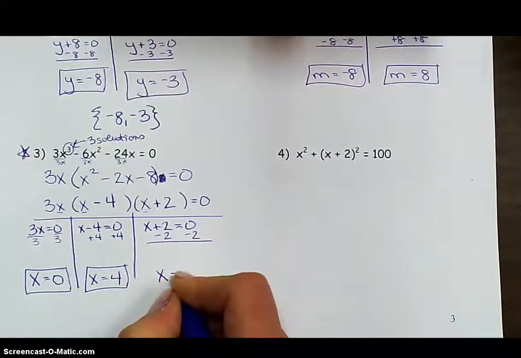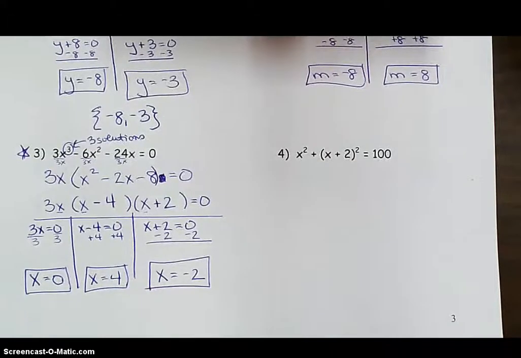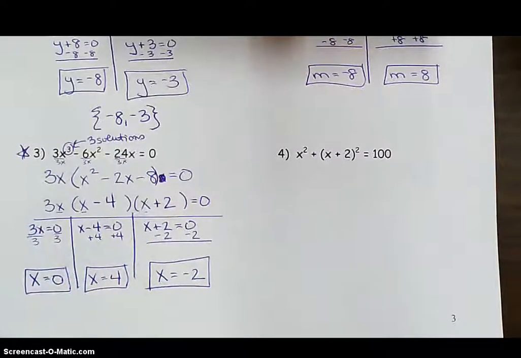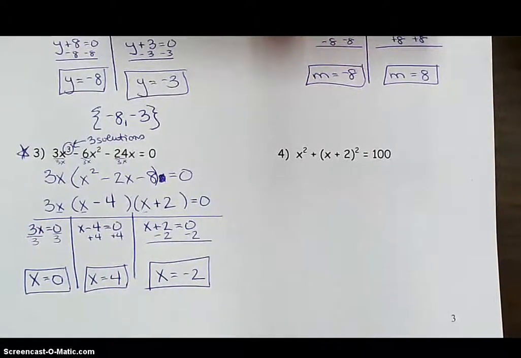So we get x is equal to -2. And ladies and gentlemen, you've just solved your cubic function because there's 3 answers because x was raised to the 3rd power. Okay, let's go ahead and try number 4.